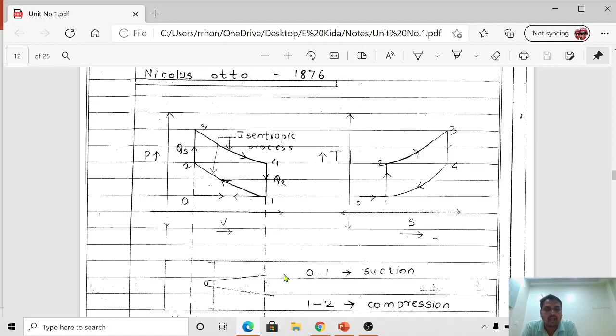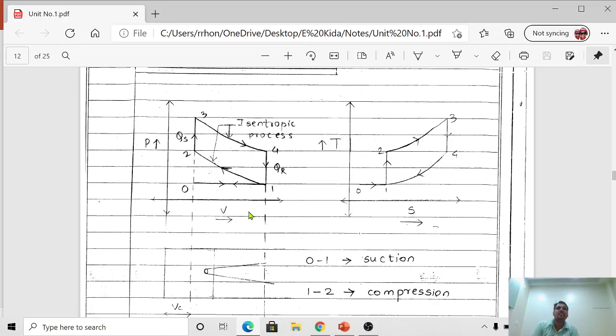So as we just discussed, 0 to 1 is a suction, 1 to 2 is isentropic compression process. As I told you earlier, you need to have a knowledge of thermodynamics to understand these particular cycles. 0 to 1 is a suction, 1 to 2 is isentropic compression, 2 to 3 is the heat addition, 3 to 4 is the isentropic expansion process, 4 to 1 is the heat rejection process, and 1 to 0 is nothing but called the exhaust process. Now what happened during these cycles? Here we are going to understand.